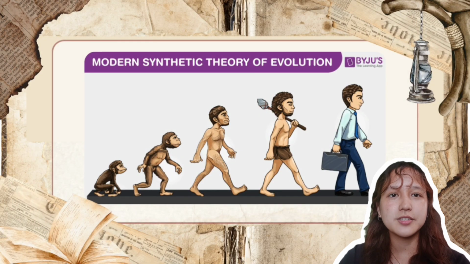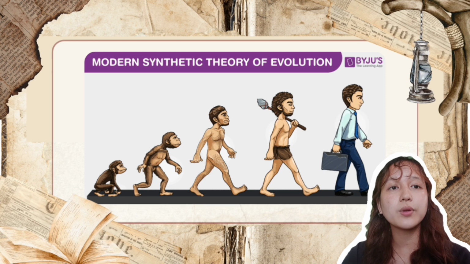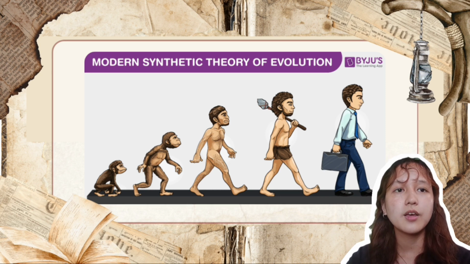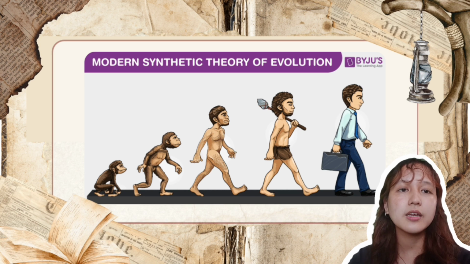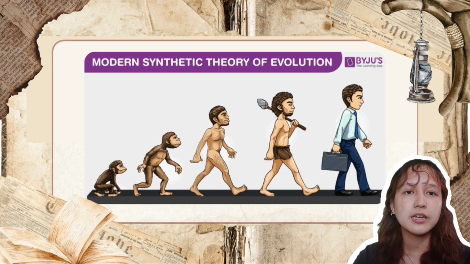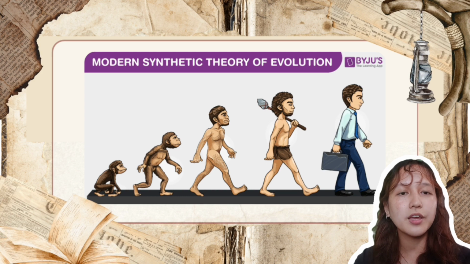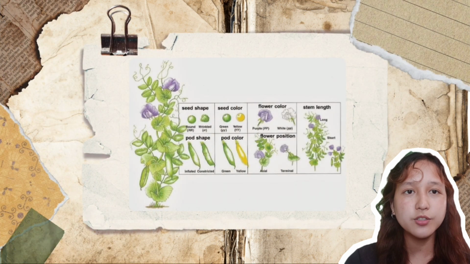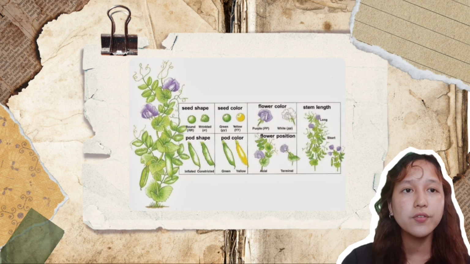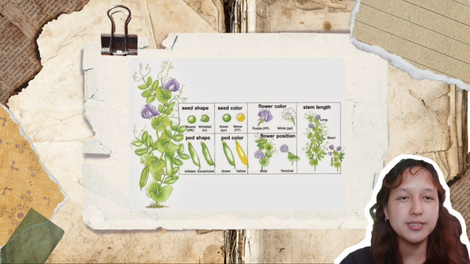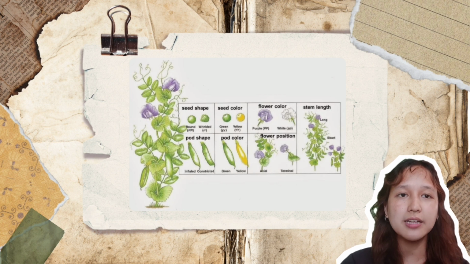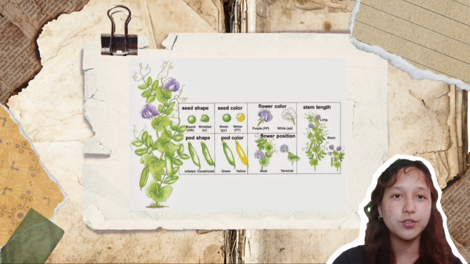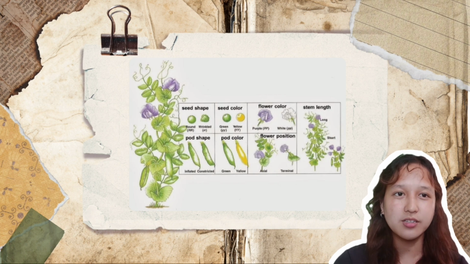The modern synthesis, also known as Neo-Darwinism, combines Darwin's natural selection with Mendelian genetics, explaining evolution as changes in allele frequencies within populations. Gregor Mendel's work on pea plants showed that traits are inherited through discrete units called genes. These genes, now understood as alleles, provide the variations necessary for evolution through natural selection.